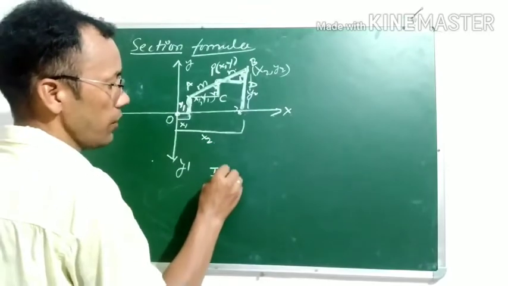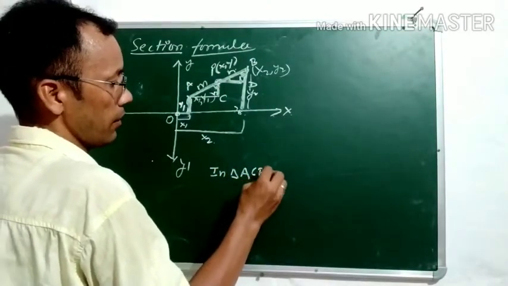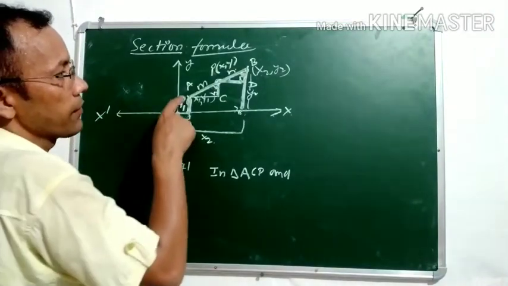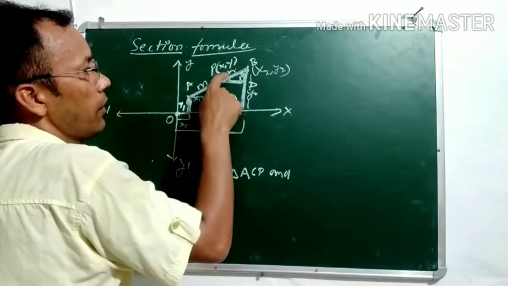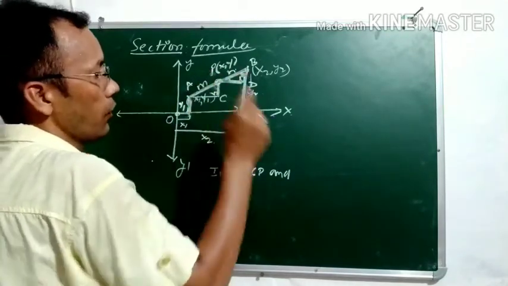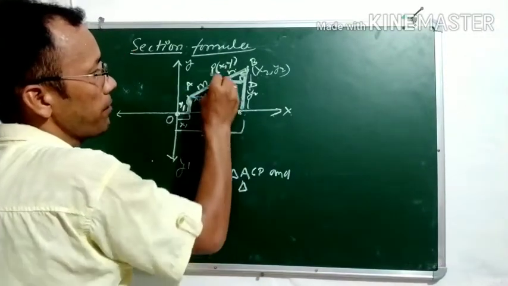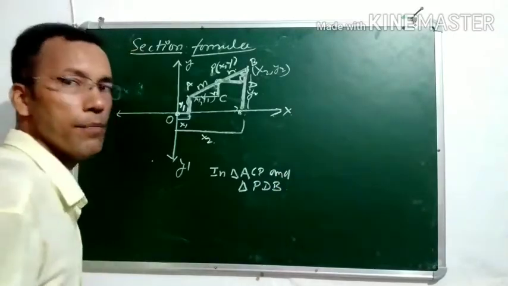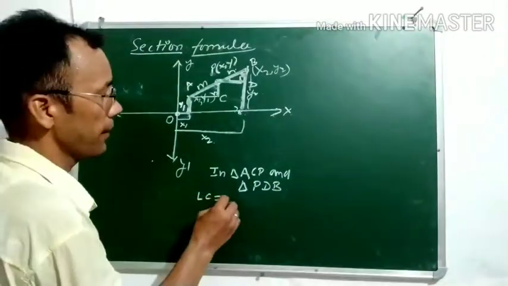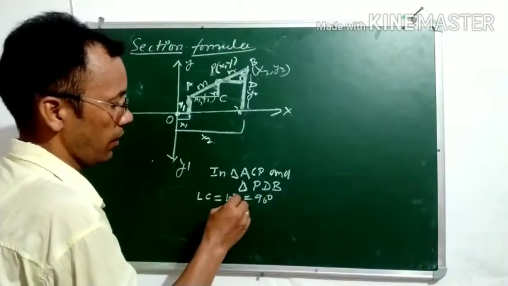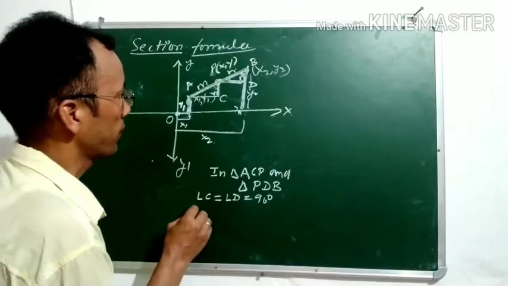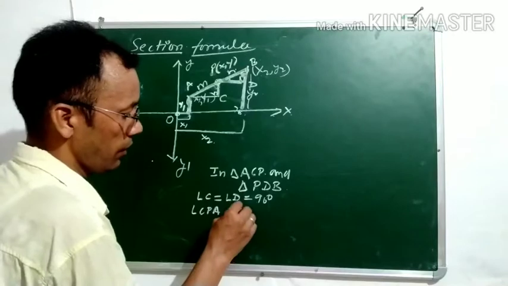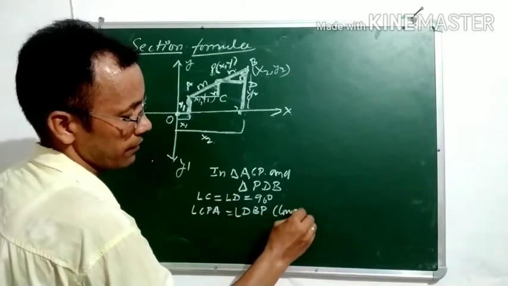Now, check this one. In triangle ACP and triangle PDB, this angle A must be equal to this angle P, but here this angle is B. So now in triangles ACP and PDB, we have angle C equal to angle D, which is 90 degrees, and also angle CPA is equal to angle DBP. These are corresponding angles, right?